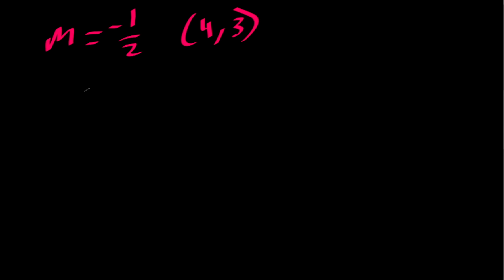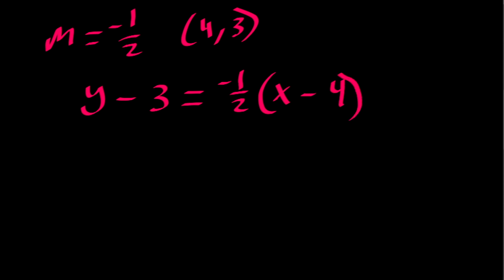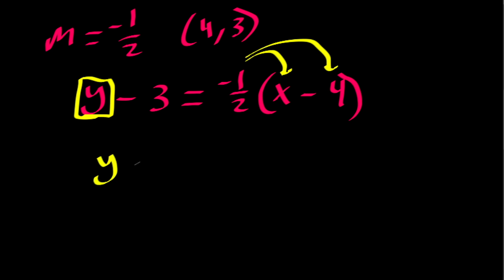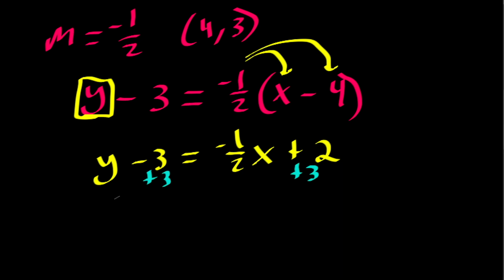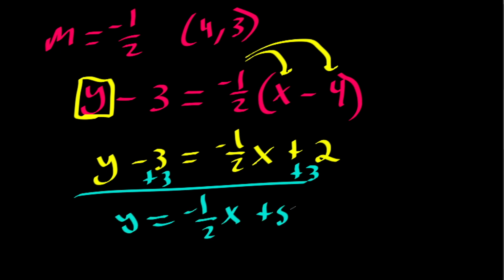So now y minus y1, which is 3, equals negative 1/2 times x minus x1, which is 4. So now we're going to do the exact same situation where we just need to make sure we isolate y. So we distribute first, and then we'll isolate y. So we'll say y minus 3 equals negative 1/2 x plus, let's see, that would be plus 2, when you multiply negative 1/2 by 4. Then we would add 3 to both sides, and we would say y equals negative 1/2 x plus 5.